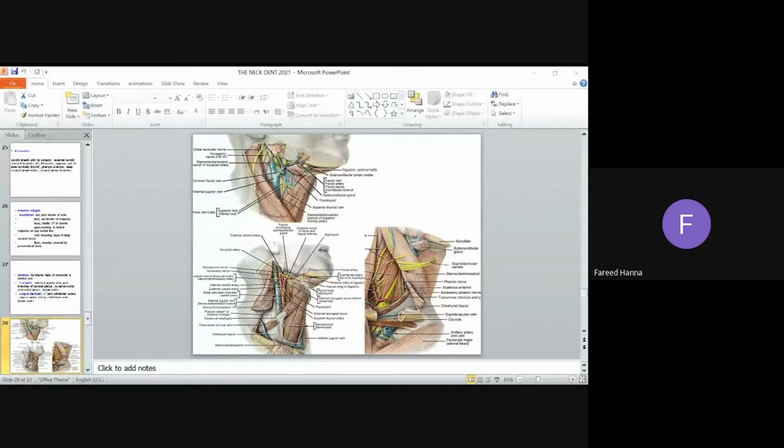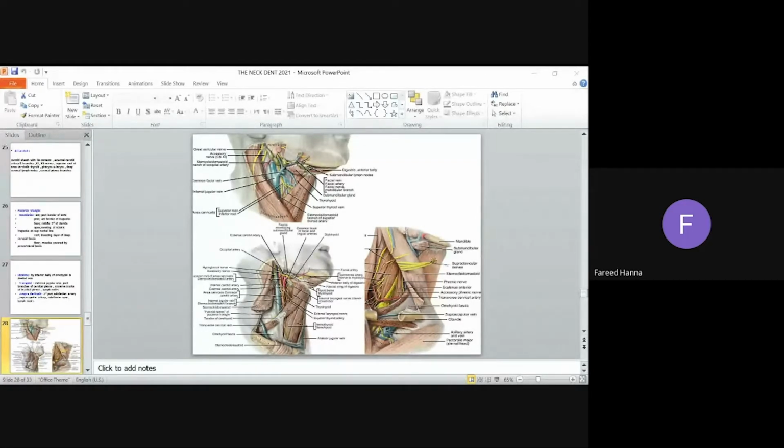The submental triangle: the floor of it is formed by the mylohyoid muscle, and it contains submental lymph nodes, the submental artery, and the beginning of the anterior jugular vein. So this is for the 4 triangles of the anterior triangle.